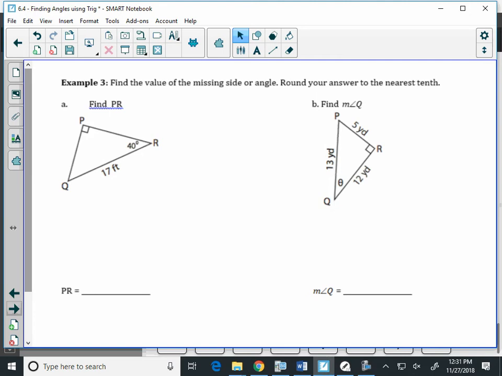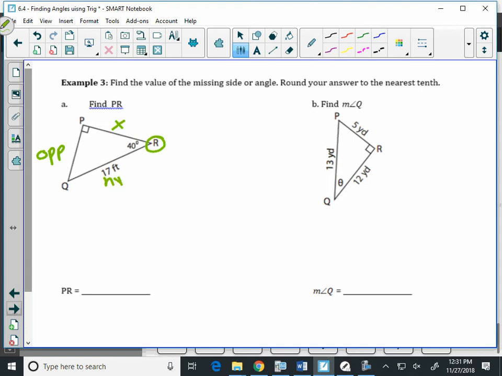PR, is that a side or an angle? It's a side. So I'm going to label PR with X. And I know I'm trying to find the side. So that means I have to circle an angle. Which angle am I going to circle? R, because that's the angle that has a measurement. Label my sides based off R. If I go across, again, that's our opposite. Go to our 90 across, that's our hypotenuse. Side leftover, adjacent. I'm going to rewrite it so we have it.